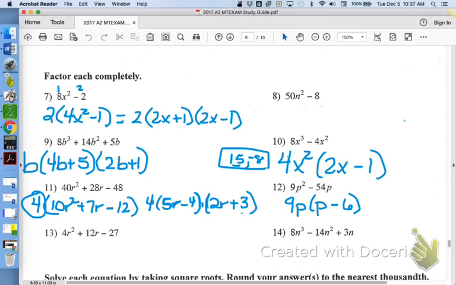This one, does it have a GCF? Oh, no, it doesn't. I don't want to multiply 4 times 27. Let's just play around with this one. Let's go with 2R and 2R. And again, that was arbitrary. It could have been 4 and 1.